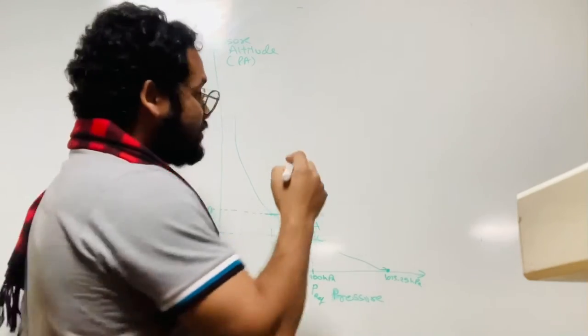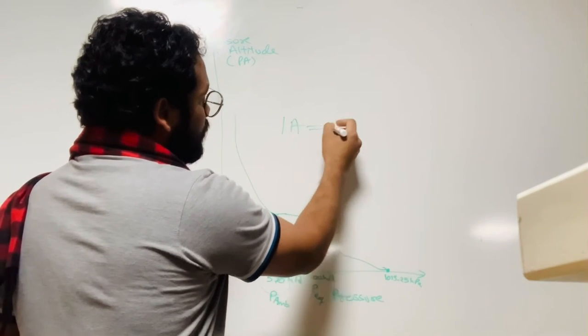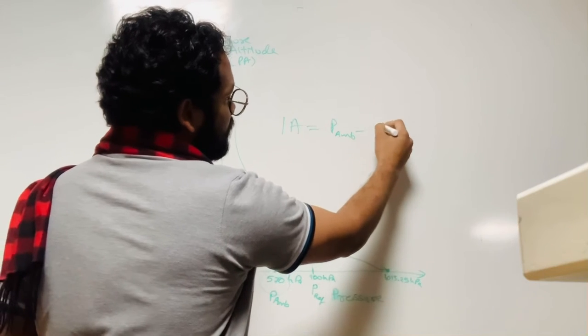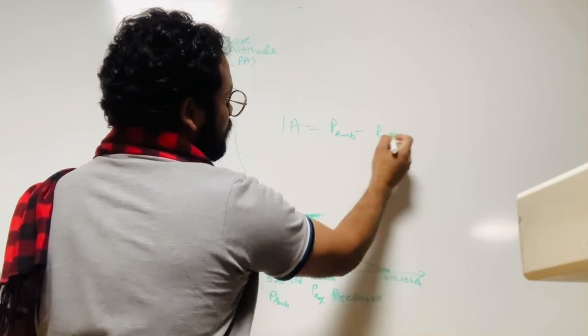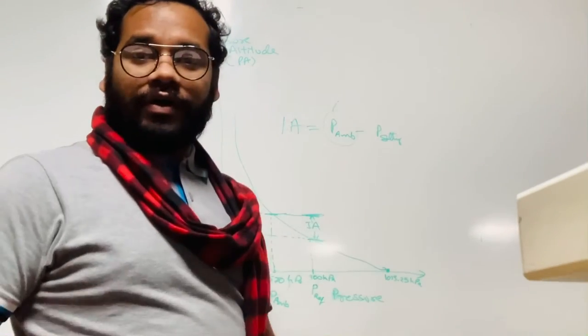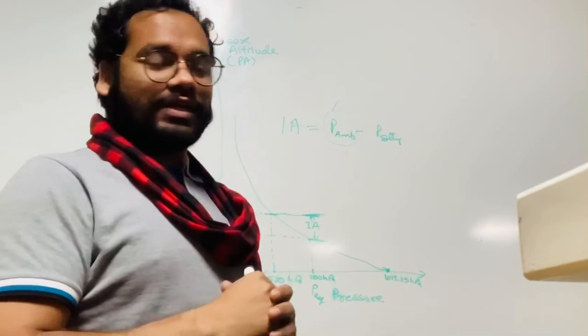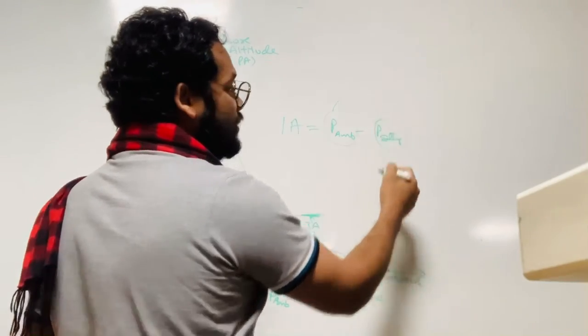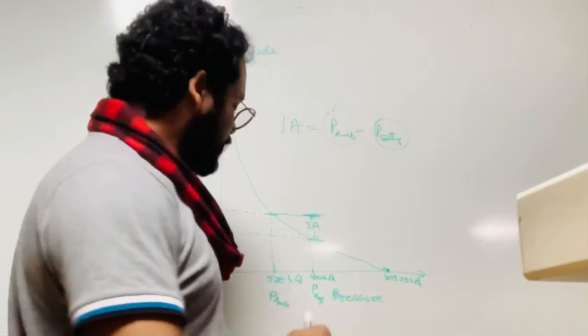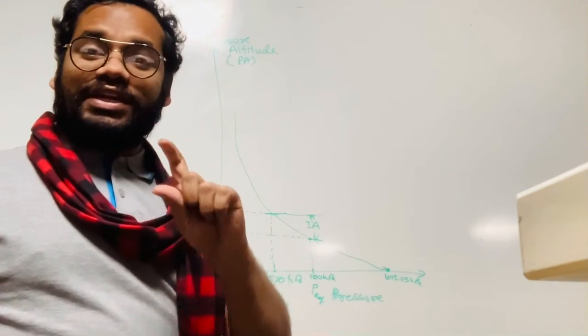That is, indicated altitude is equal to ambient pressure minus pressure setting. Note that this ambient pressure is the pressure at the actual location of the aircraft, and reference pressure is the pressure which is set using the pressure setting knob. So I hope you are clear with indicated altitude.